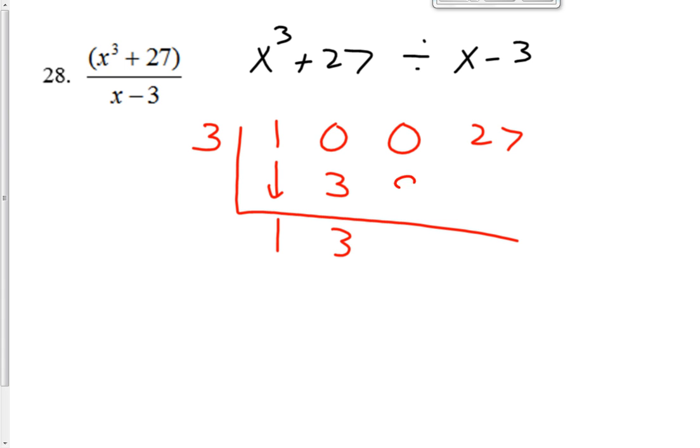Multiply 3 times 3 is 9. Add 0 and 9, make 9. Multiply 9 times 3 is 27. And add 27 plus 27 is 54. So 54 is our remainder.